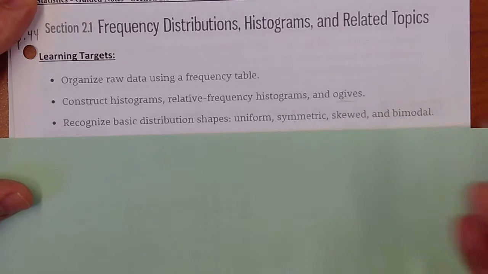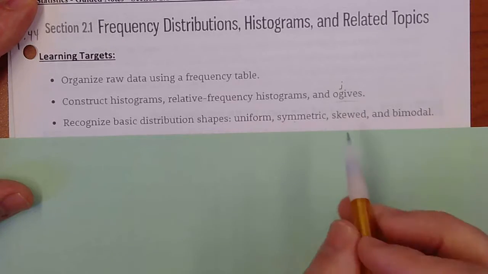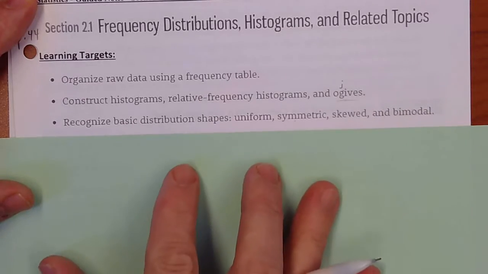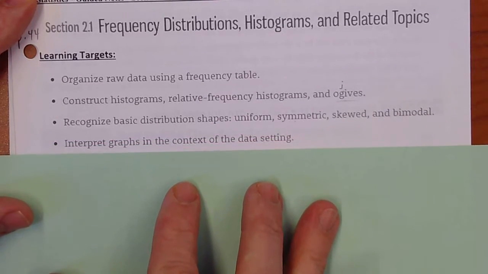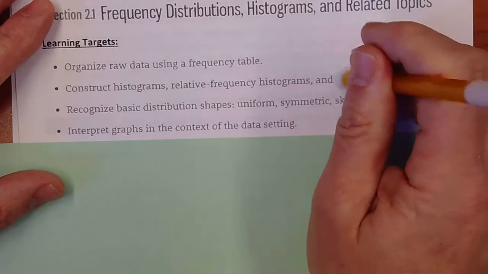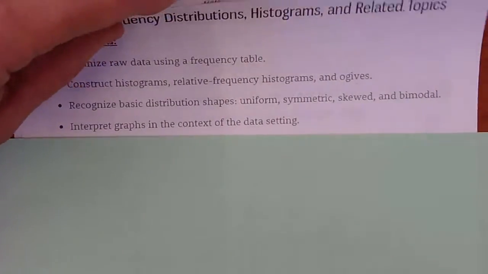Yes, it looks like a G, or they use a G, but when you pronounce it, you're supposed to use a J. So ogive, and then talk about the different shapes of distributions. Obviously, we've got to interpret the graphs, and then dot plots should wrap this up. Okay, all right, so here we go. Let's go ahead and get to page 51.